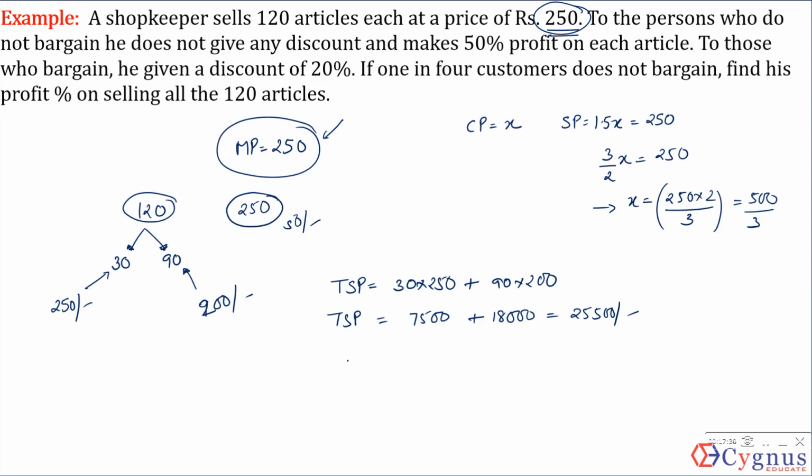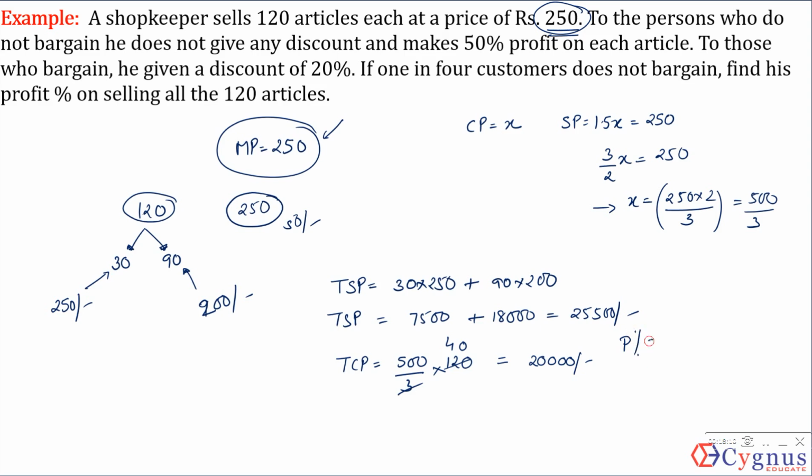And what was the investment of that person? Total cost price. The cost price of each shirt is how much? Each article is how much? 500 by 3. And we purchased 120. So let's multiply it by 120. This 3 will cancel out 40 times. So what do we get? 5 into 4 is 20. So the total cost price is 20,000 and the total selling price is 25,500.